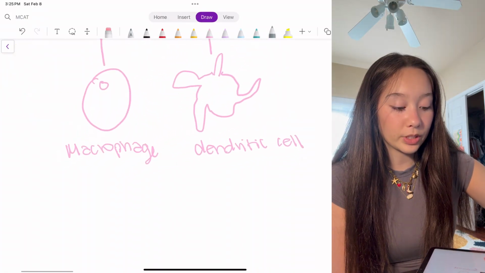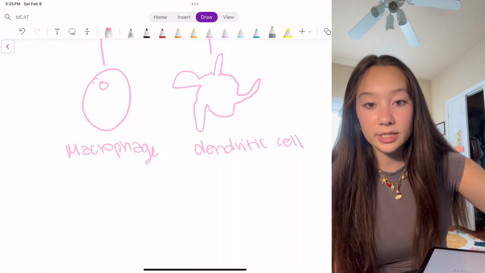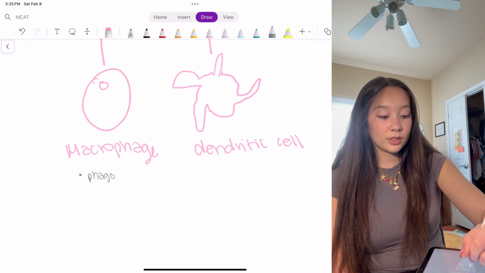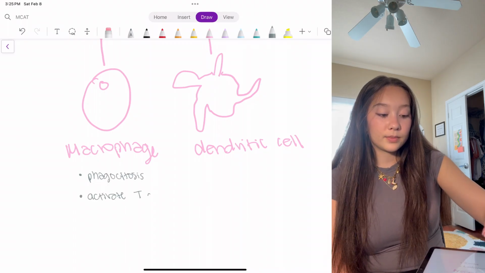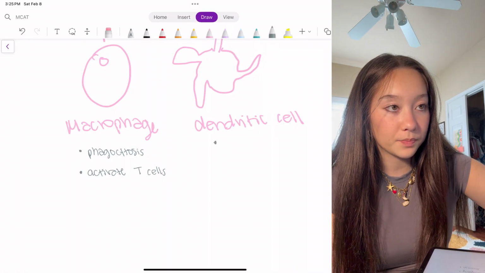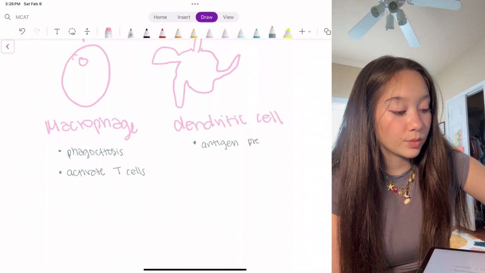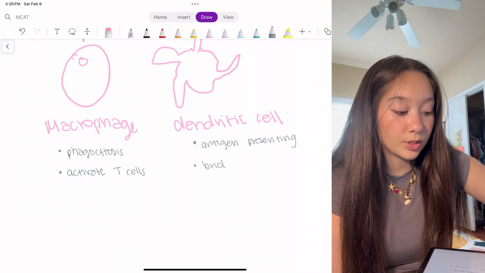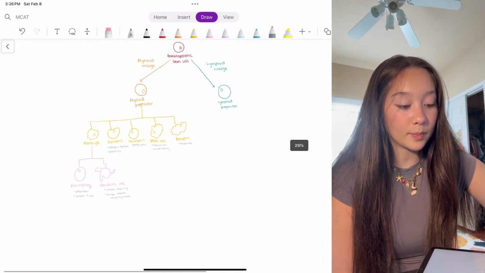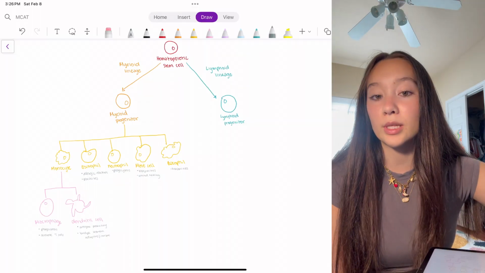And then we can scroll down here to the macrophage and dendritic cell, and we did already go over these in the last video, but just quickly, these ones, phagocytosis, and remember they activate T cells with that MHC2, and then the dendritic cells, remember, are also antigen presenting cells with that MHC2, and these were the bridge between adaptive and innate. Okay. So that is all of the cells for the myeloid lineage for the innate immunity.